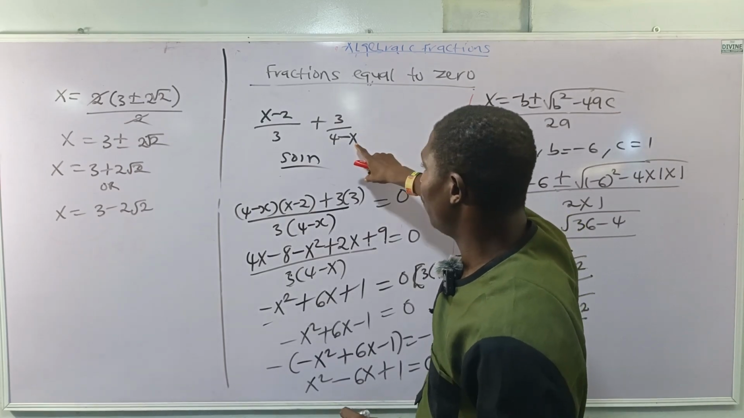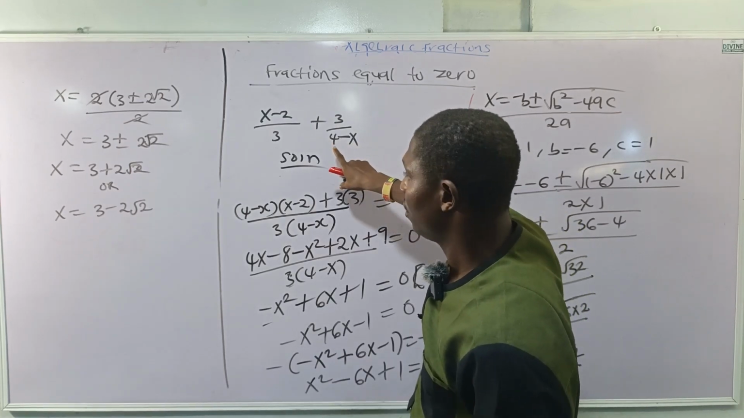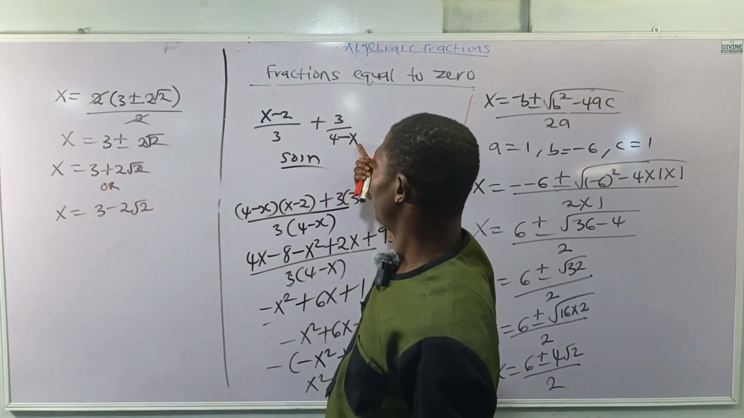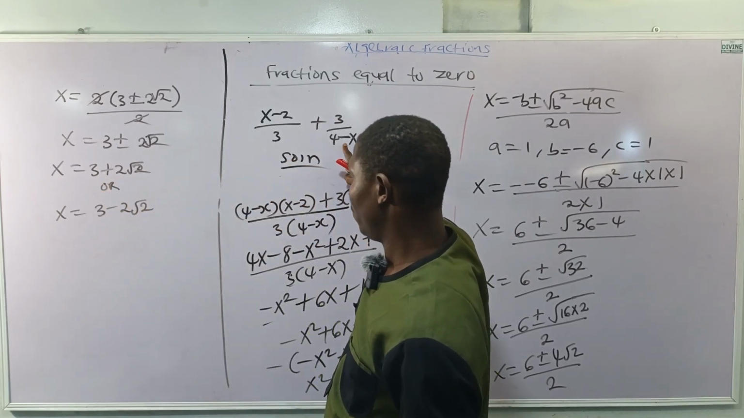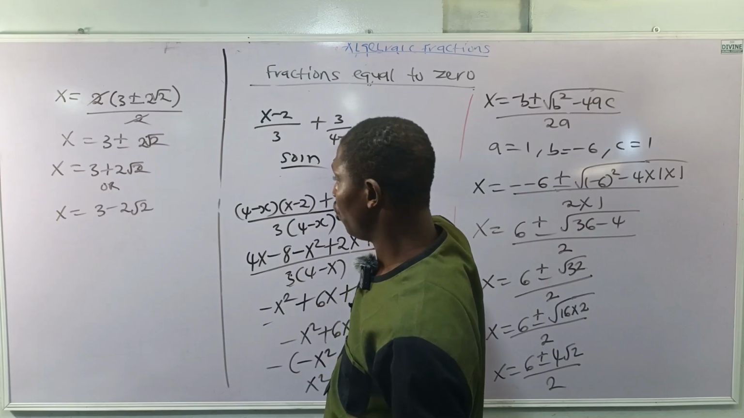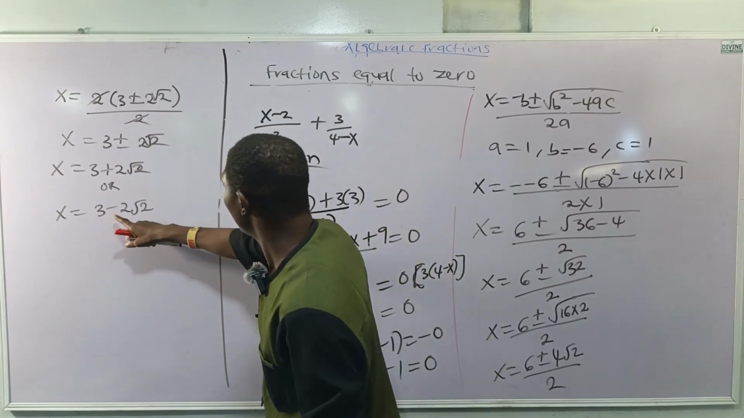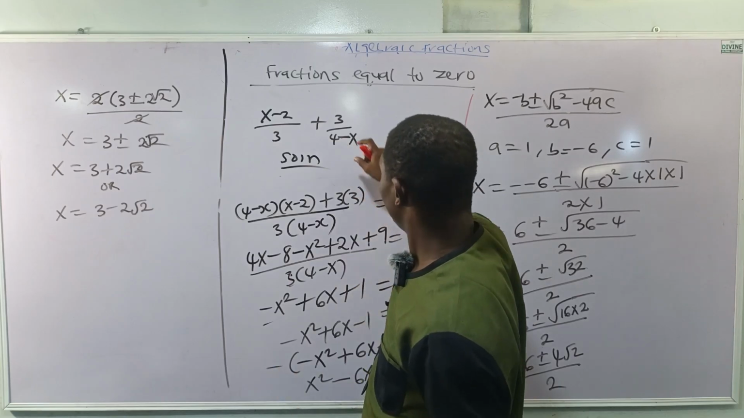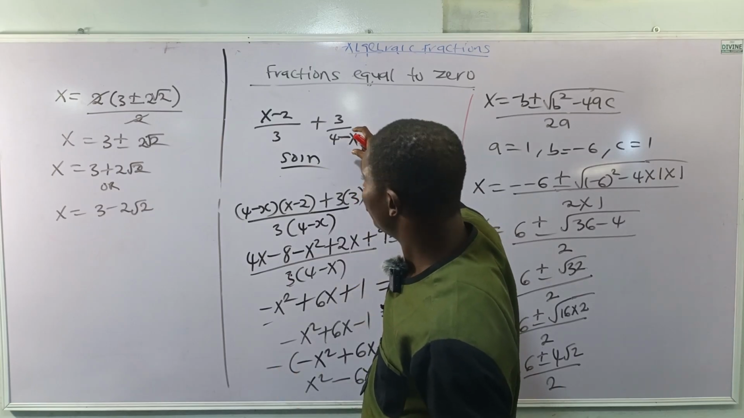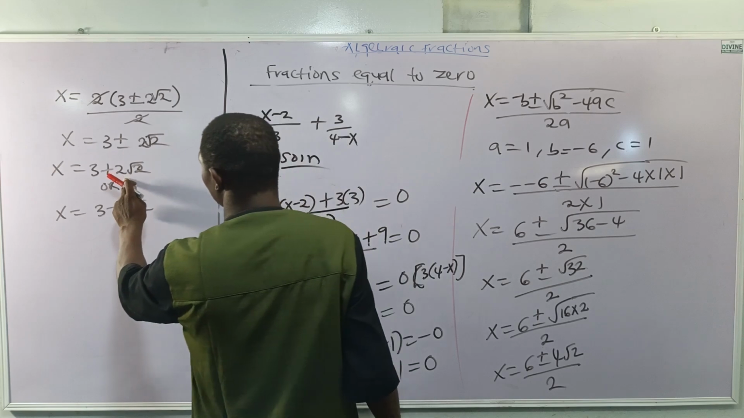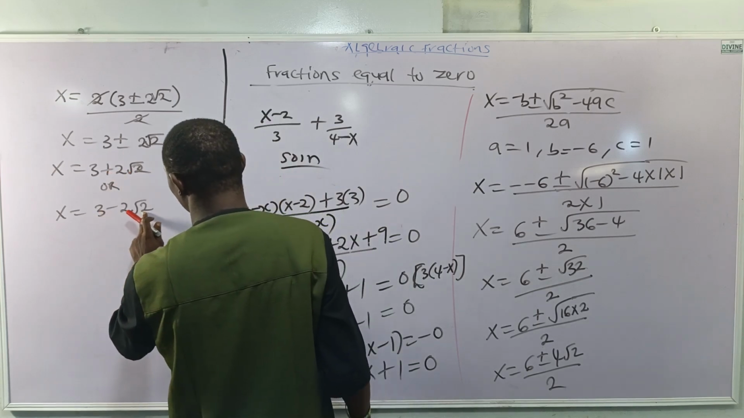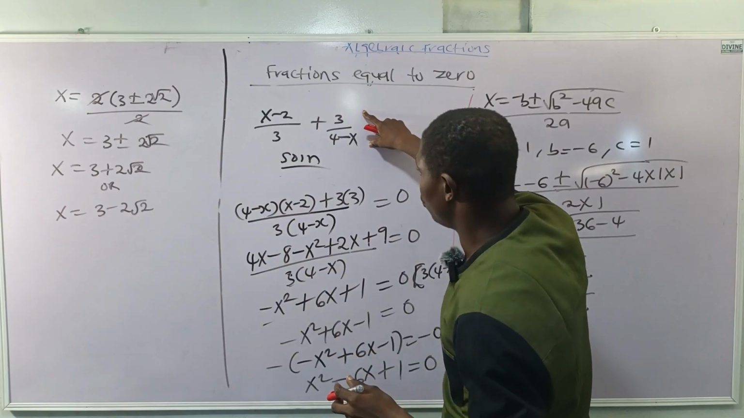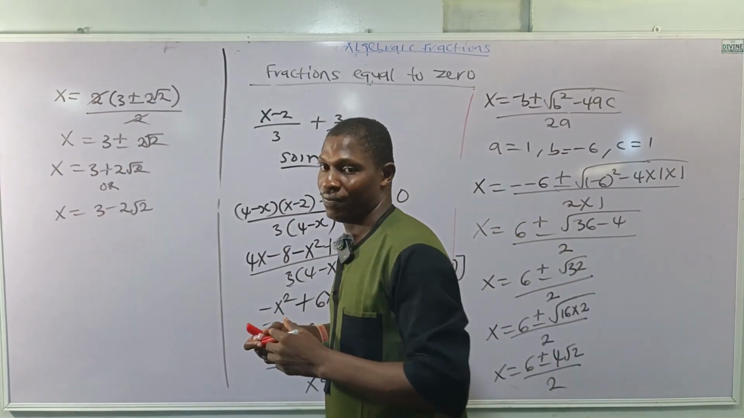Because if I put the value of x here as 3 plus 2 root 2, this will not give the denominator to be equal to 0. The bottom of the denominator will not be equal to 0. And if I still put 3 minus 2 root 2 for x, it will still not give me the denominator to be equal to 0. So therefore, the values 3 plus 2 root 2 and 3 minus 2 root 2, or 3 plus minus 2 root 2, satisfy this equation to make it equal to 0.